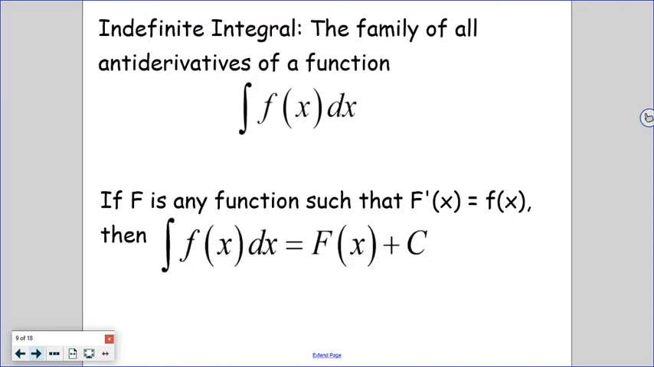When we evaluate the indefinite integral, it is just finding a function. As you can see in that second part up there, if capital F is any function such that the derivative of capital F equals little f of x, then the integral of little f of x dx is going to equal capital F of x plus c. And c just represents any constant that would be tacked on the end of that.